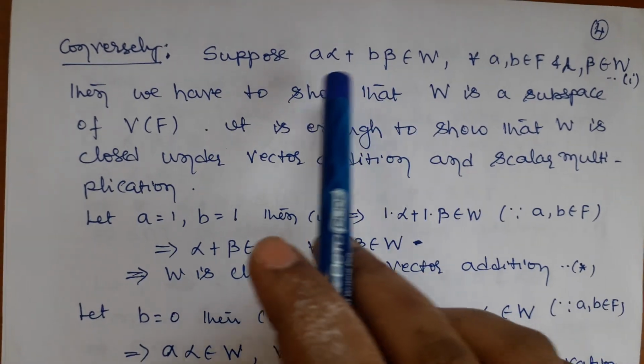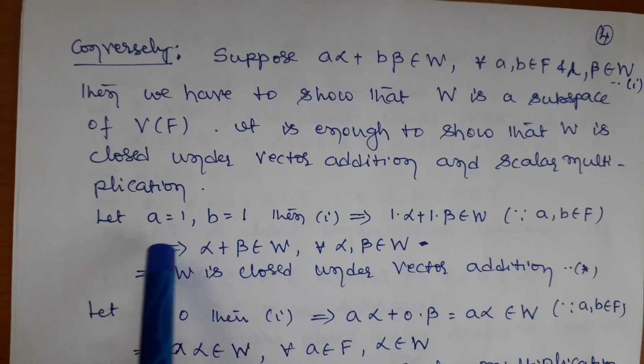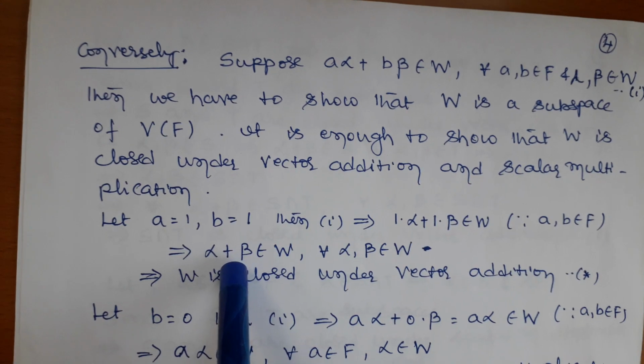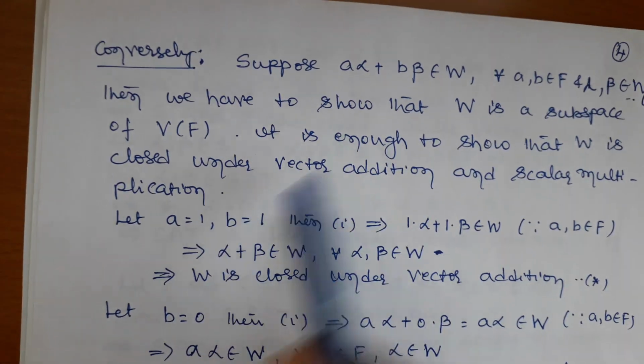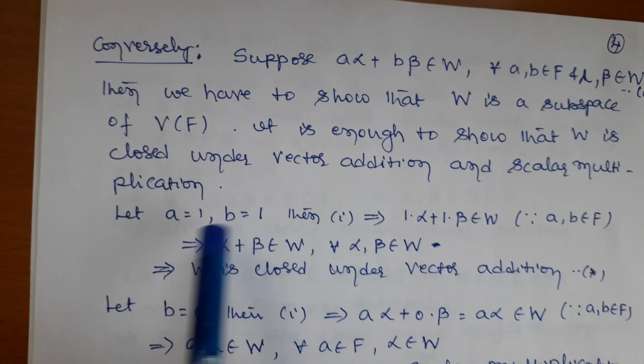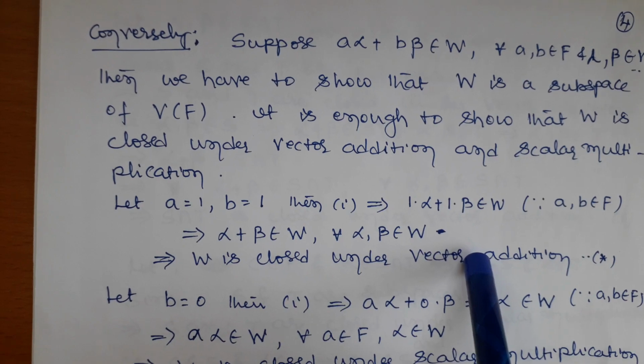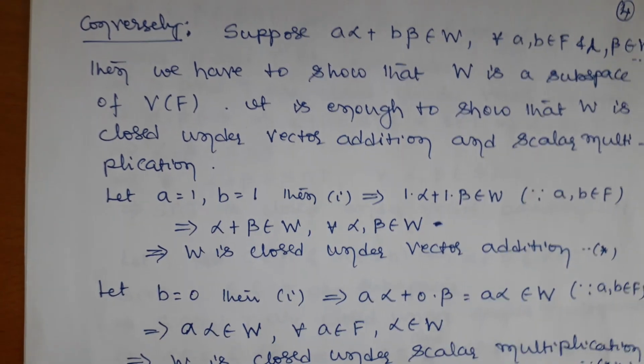Therefore, now I am going to choose particular values of the scalars. Let a equal to 1 and b equal to 1. Then I am going to substitute these two values here: 1 into alpha plus 1 into beta. What do we get? Alpha plus beta belongs to W for every alpha, beta belongs to W. Therefore, W is closed under vector addition.